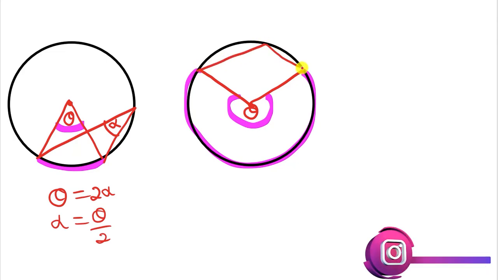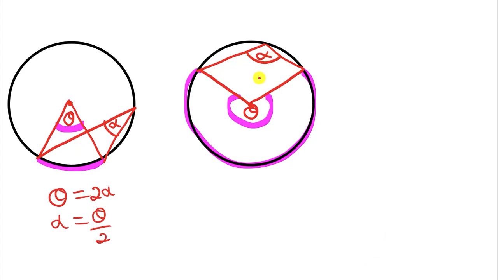So the angle that we have at the circumference is this particular angle, and that is alpha. So yes, the theorem also works here: the angle at the center is twice the angle at the circumference. So the same property is going to work here. That is, theta will be equal to 2 times alpha. That is another aspect of the same theorem.